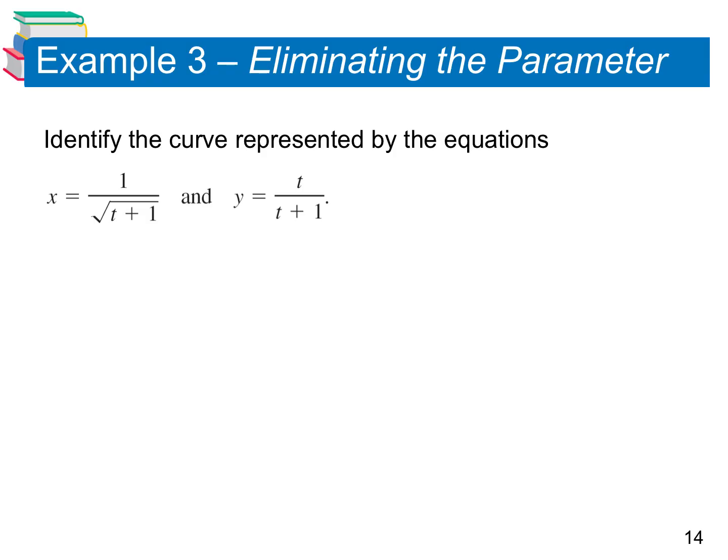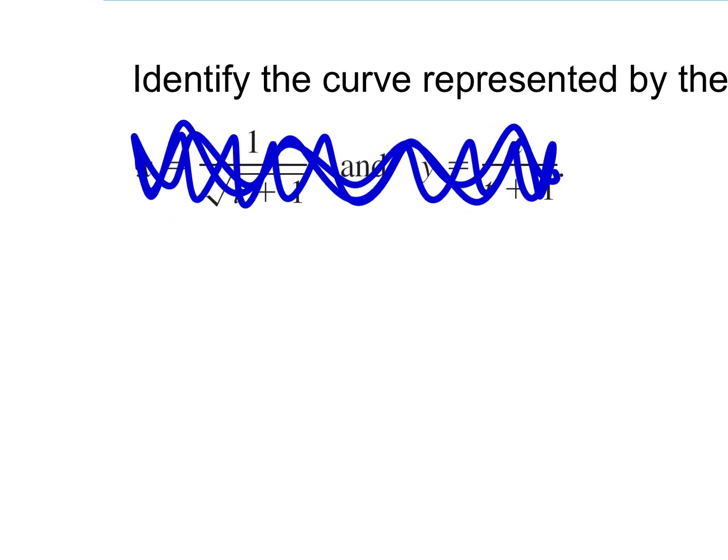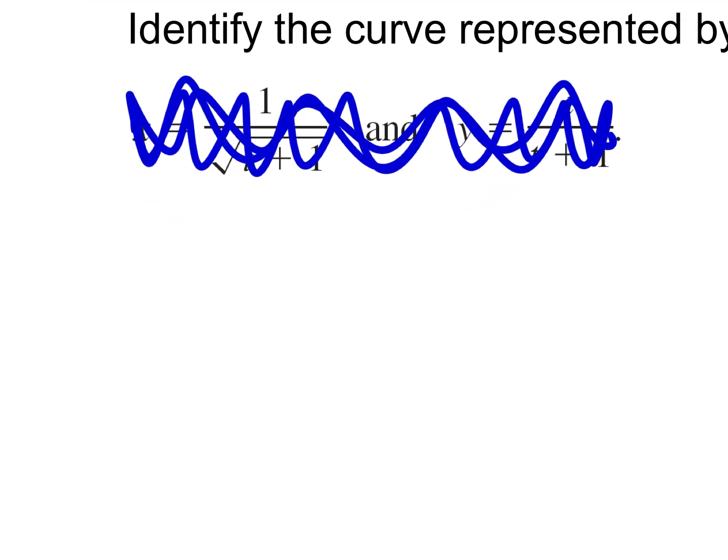So looking at example 3 on the next page, we're going to cross these questions out. I'm going to make up new ones here. So ignore the x and the y there. I'm going to make some new equations. So we have x equals 4 minus 2t and y equals 3 plus 6t.